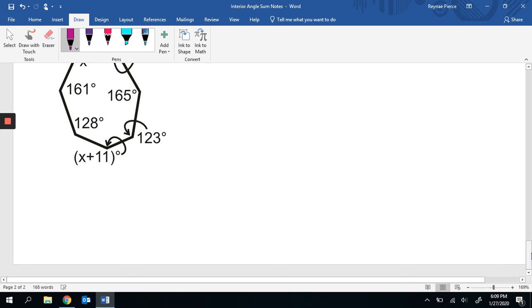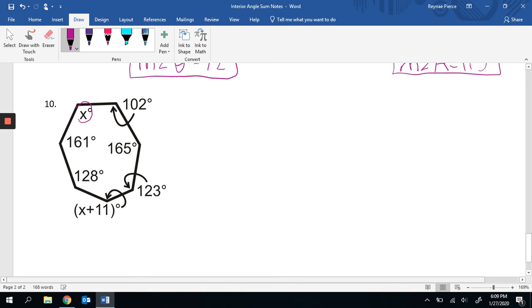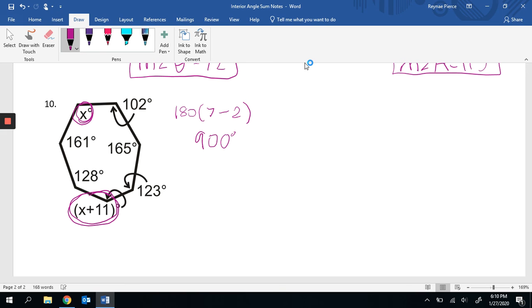Now this last example here, I have this angle here that I don't know, and then I have this angle here that I don't know. Okay. So I've got 1, 2, 3, 4, 5, 6, 7 sides. Okay, so 7 is going to replace n. 7 minus 2 is 5. 180 times 5 is 900. So I'm supposed to have 900 degrees.